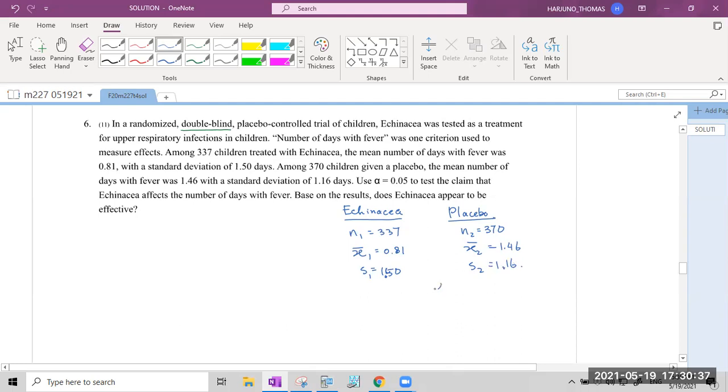With alpha equals 0.05, test the claim that echinacea affects the number of days with fever.